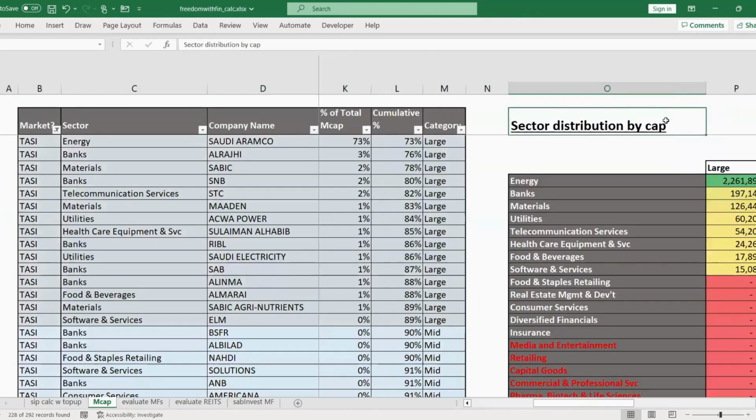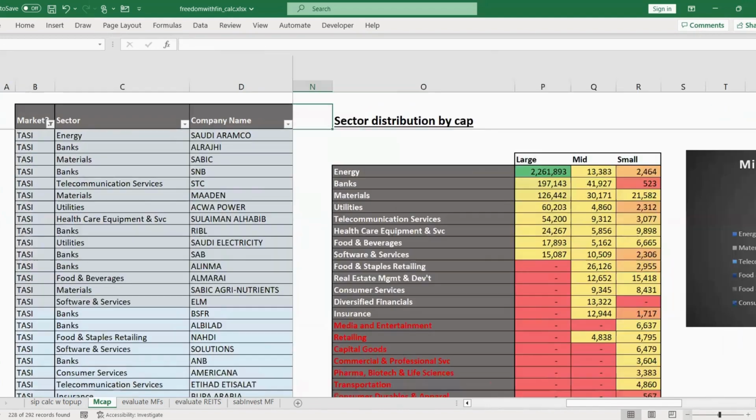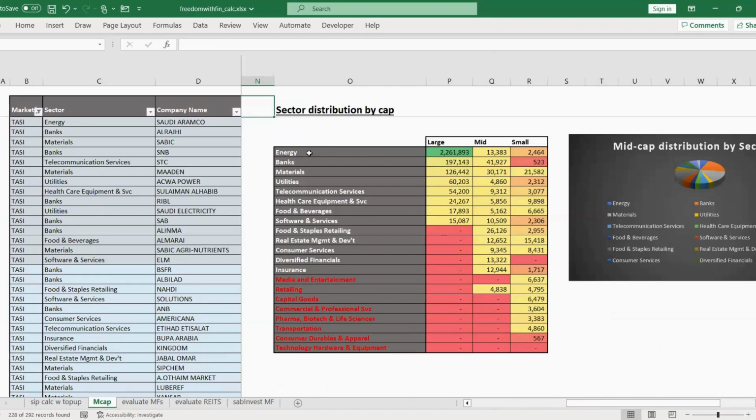I also wanted to create another view of this. So let me zoom out a bit. Okay. So what I've done is, these are all the sectors that you will have listed on Tadawul, and how they are split between the large, mid, and small cap, right?